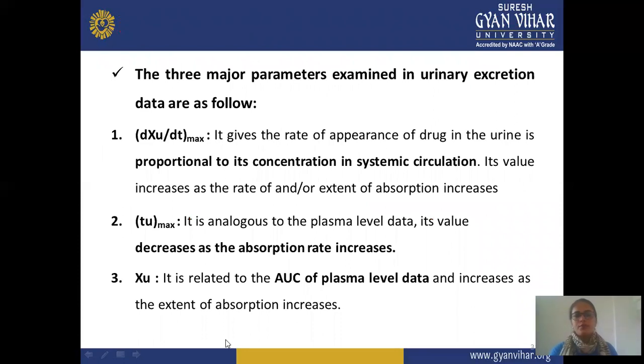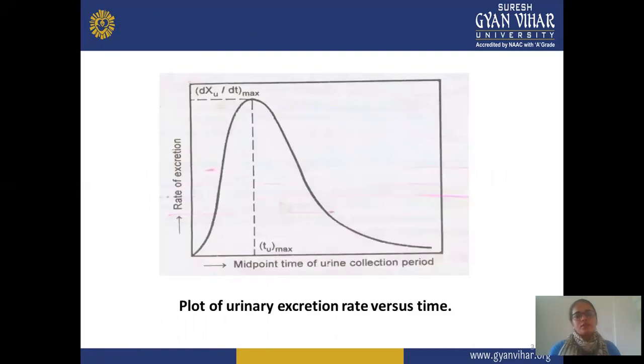Next, the 3 major parameters examined in urinary excretion data are as follows. dXu/dt max gives the rate of appearance of the drug in the urine, proportional to its concentration in systemic circulation, and its value increases as the rate and extent of absorption increase. Tmax is analogous to the plasma level, and its value decreases as the absorption rate increases. Xu infinity is related to the AUC of plasma level data and increases as the extent of absorption increases. This is a plot of urinary excretion rate versus time.